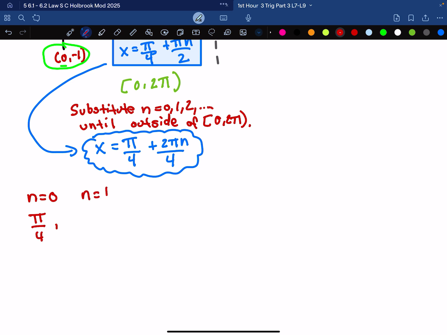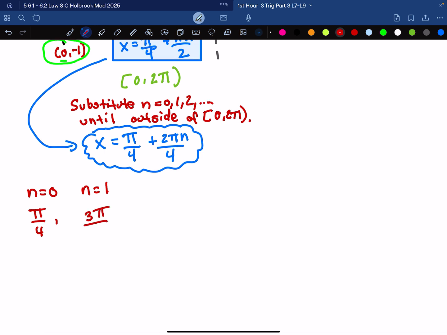When n equals 1, put 1 in for n, and you end up with 2 pi over 4 plus 1 pi over 4, for a grand total of 3 pi over 4. Now put 2 in for n. When n is 2, you get 4 on top, so 4 plus 1, you get 5 pi over 4. When n equals 3, you get 6 on top. 6 plus 1 is 7 pi over 4.